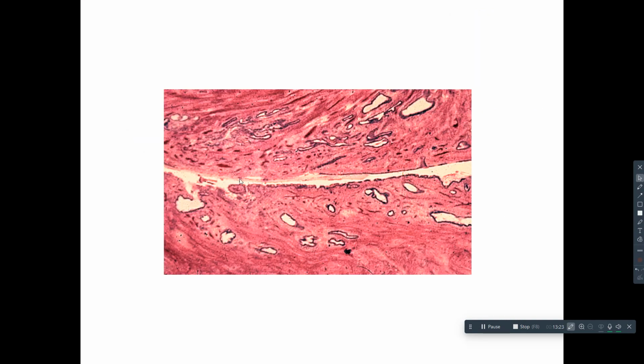Here we see the cervical canal. Notice how narrow it is in this microscopic view. And we do notice a lot of mucus glands as well.